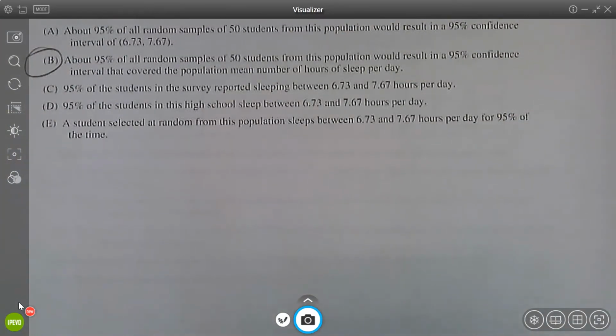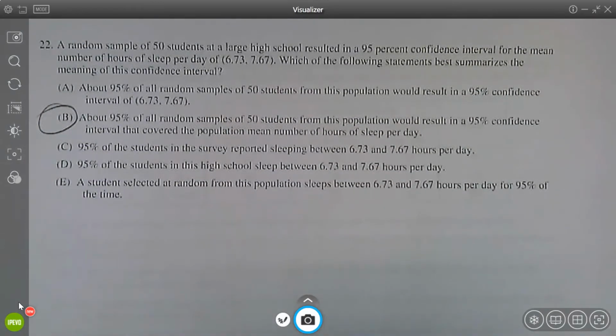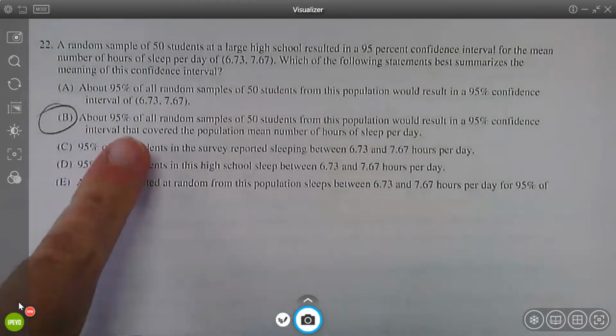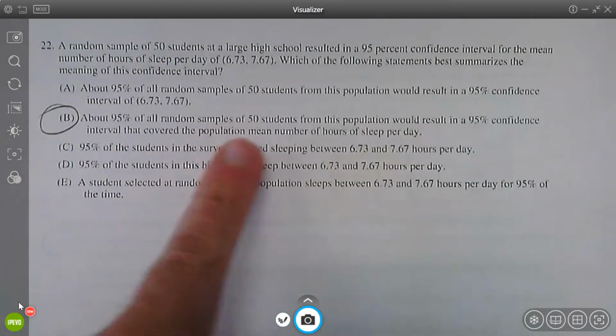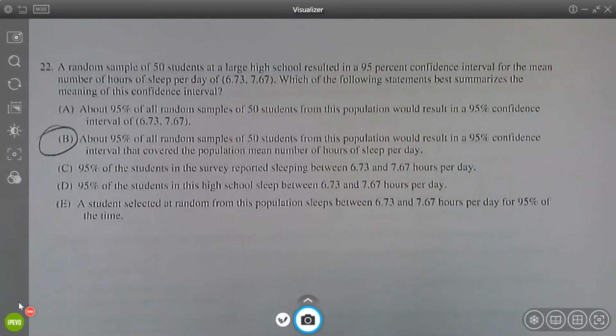22 is asking you to really interpret the confidence interval. So really what they're giving you is the interpretation of the confidence level. If we do all these random samples, about 95% of the confidence intervals are going to capture the parameter, in this case, the true mean number of hours of sleep per day. You'll notice the other choices, it's saying 95% of students. That's not what a confidence interval interpretation looks like.